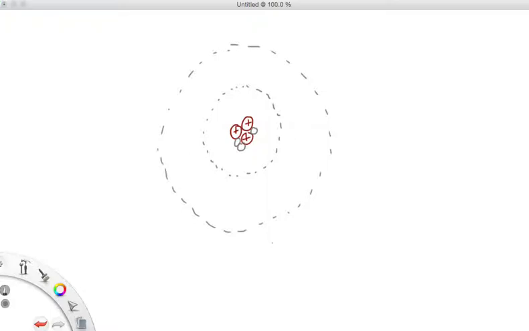All right. Now, on for the electrons. So this is lithium. It has three electrons. I'll put one right there. I'll put another right there. And I'll put the last one out here.